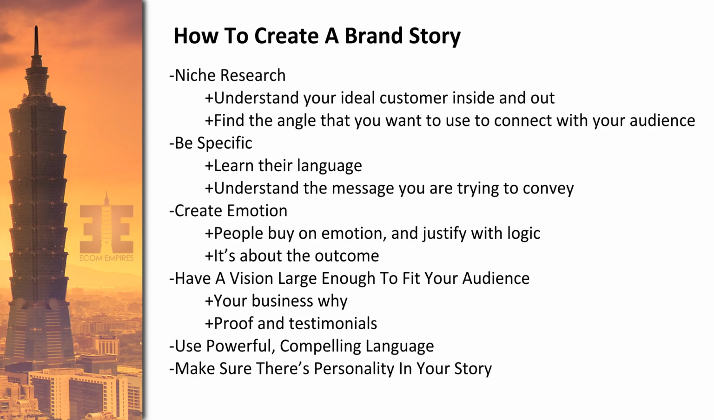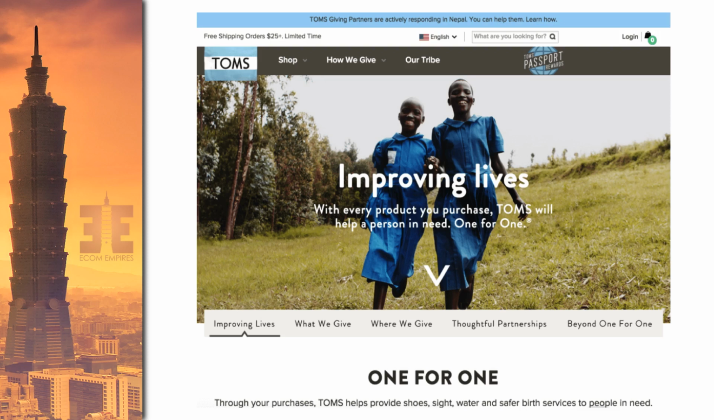We talked about these 2 points already. So let's look at an example. Here's one called Tom's. I'm not sure if their homepage still looks like this now from when I took it, but Tom's is a company where you can get right off the front exactly what they're about. Okay, improving lives. With every product you purchase, Tom's will help a person in need, 1 for 1.